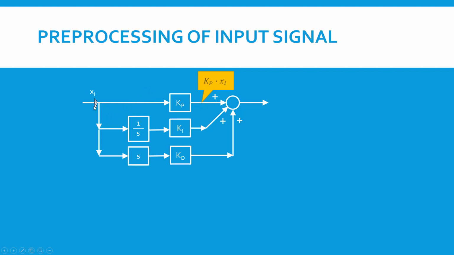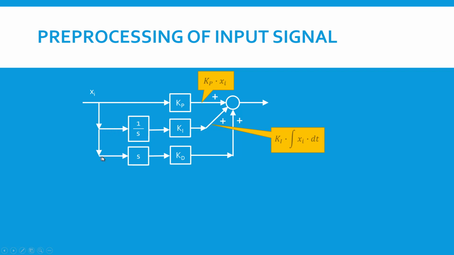Here, what we do is we take the input and we integrate it. 1 over s is the Laplace transform version of the integral. So we take the input, we integrate it, so we're getting the area under this curve. And then we multiply that by this integral gain, which is part of the controller, and we have the integral action or the integral contribution of the control action.